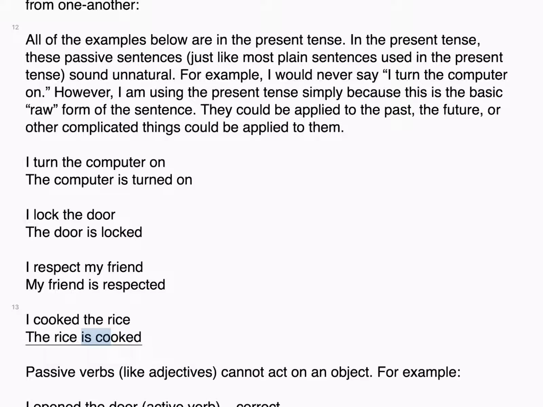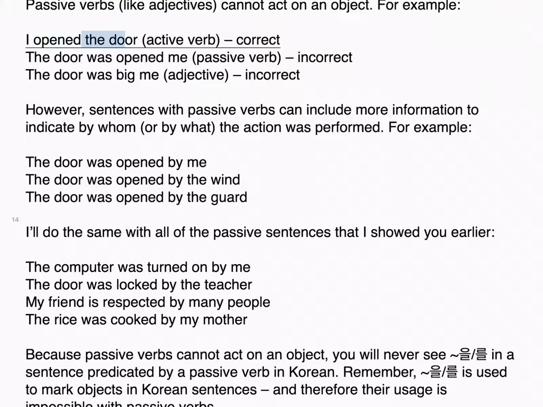Passive verbs, like adjectives, cannot act on an object. For example, I opened the door: active verb, correct. The door was opened to me: passive verb, incorrect. The door was big me: adjective, incorrect. However, sentences with passive verbs can include more information to indicate by whom or by what the action was performed. For example, the door was opened by me, the door was opened by the wind, the door was opened by the guard. I'll do the same with all of the passive sentences that I showed you earlier.